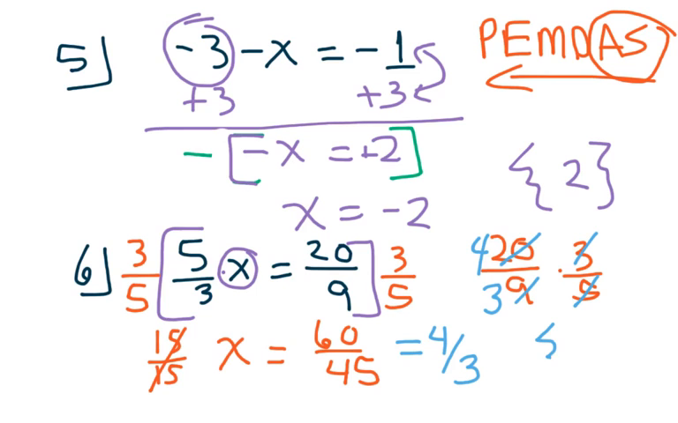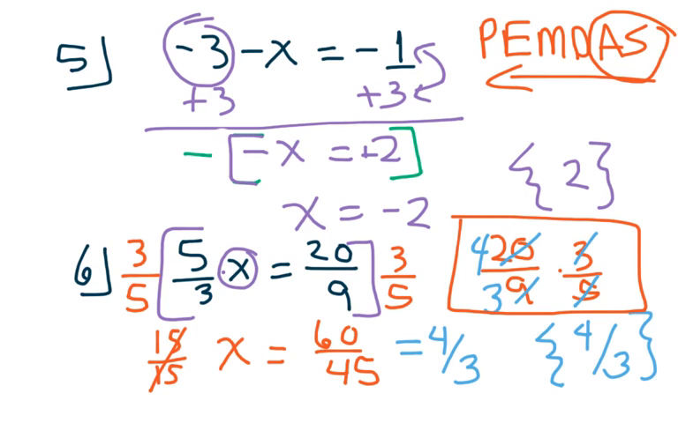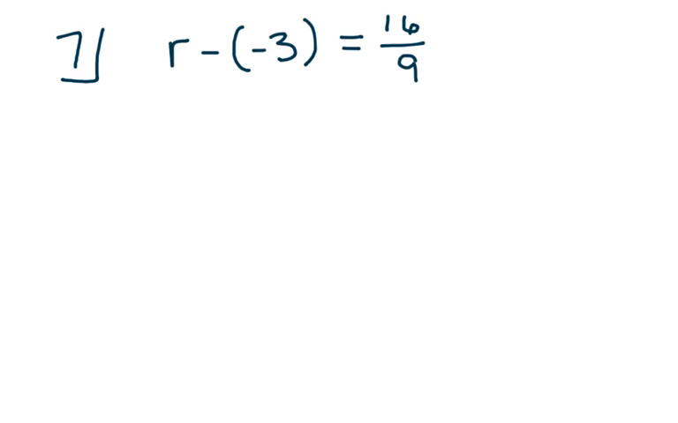Either way, whatever works for you. We like to do it this way a lot if you can't use a calculator, because this way here is a little harder. Okay, number 7. We have r minus a negative 3 equals 16 over 9.